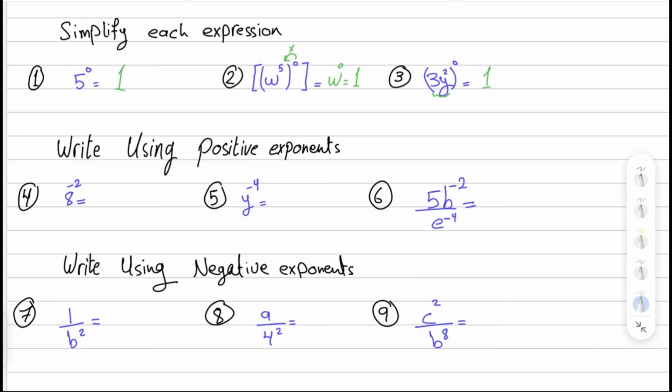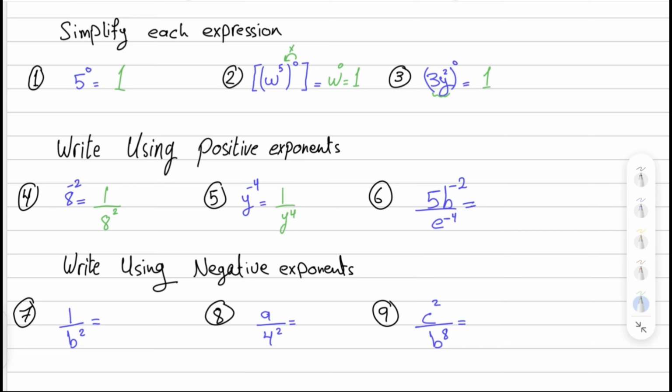For the second question, they ask us to write using positive exponent. So we have to change the negative exponent to a positive. Remember that the negative exponent means the reciprocal of its positive exponent. Like here, 8 to the power minus 2, this is equal to 1 over 8 to the power 2. Y to the power negative 3 equals 1 over y to the power 3.